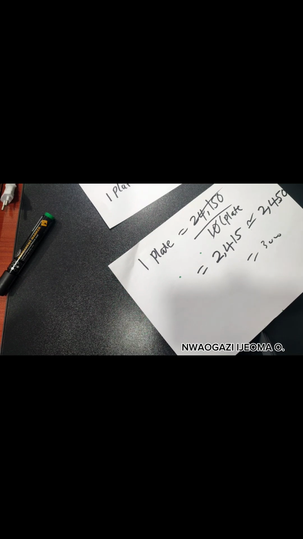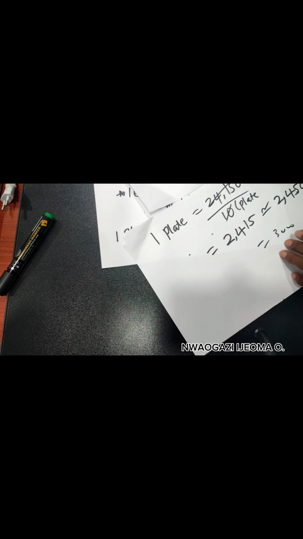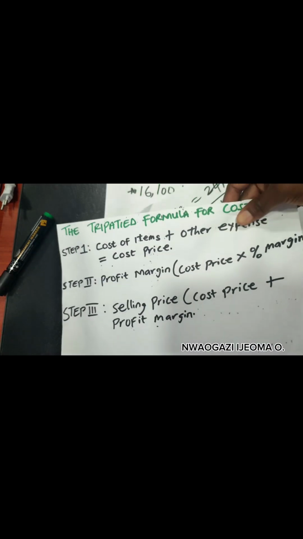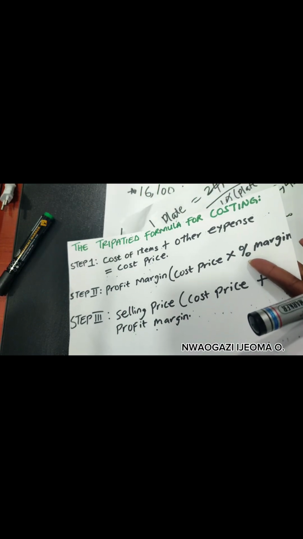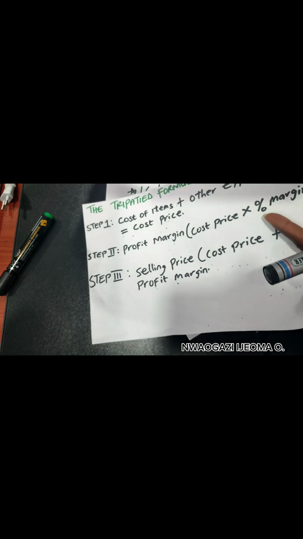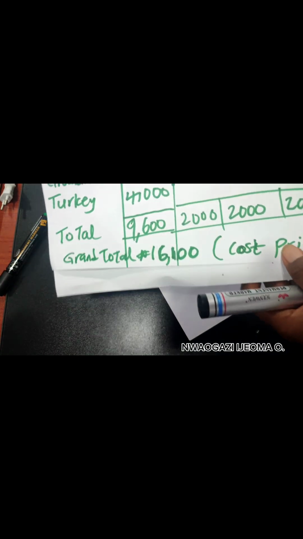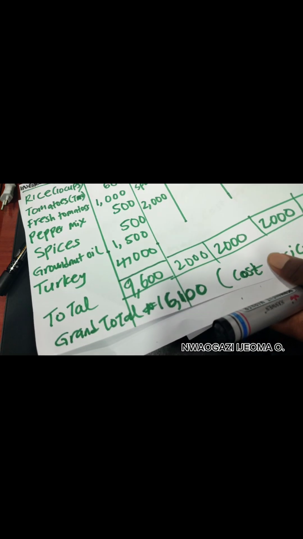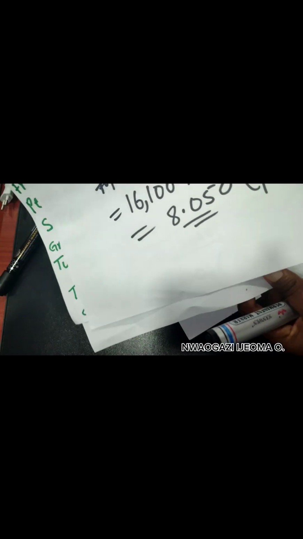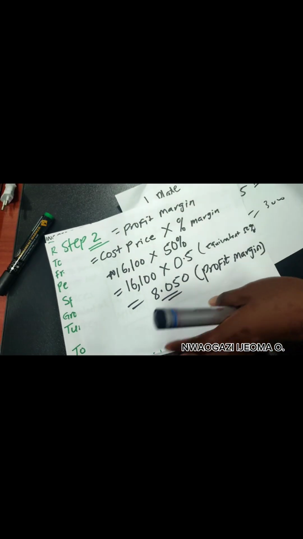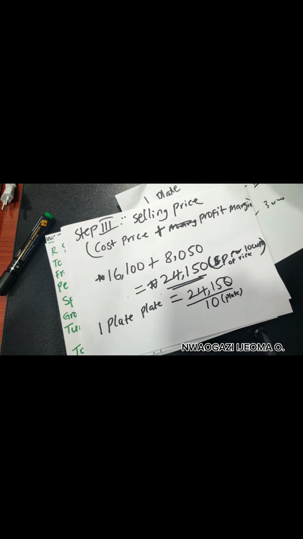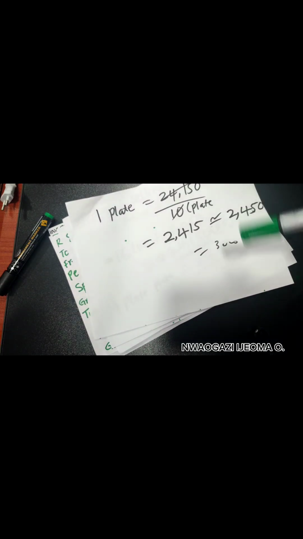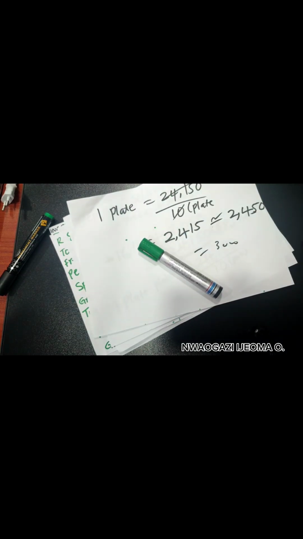So I just want to believe that this is clear enough. These are all our servings. We started with our formula. Please note this formula. Then after that, you get the cost price, which we did here. Then you get your profit margin. When you get your profit margin, you get your selling price and how much a plate of food should cost.